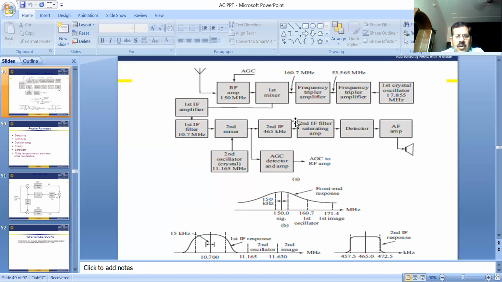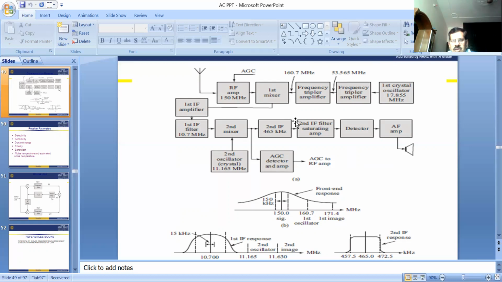and after this a first IF amplifier is also used for the mixed signals, and this signal is also applied to the first filter, which has 10.7 megahertz frequency, and next this signal is applied to the second mixer, where another signal is mixed from the second oscillator crystal, which has a frequency of 11.165 megahertz.